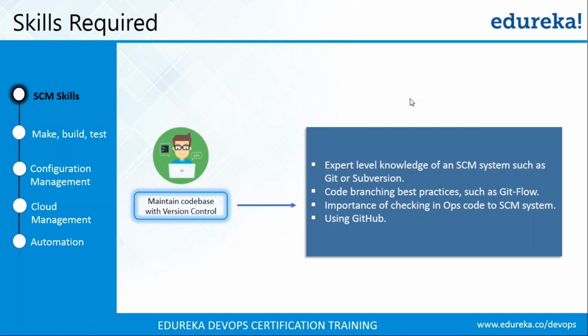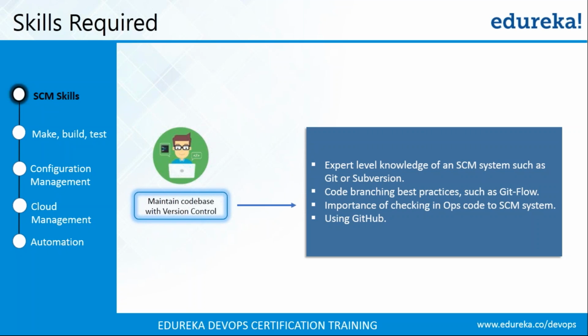Now, since I was talking about the role where you have to maintain the code base with version control, there are certain skills that you need to possess for that. If you want to maintain version control, you must be using version control tools like Git or Subversion, so you need to have expert knowledge on how to use source code management tools like Git and Subversion.